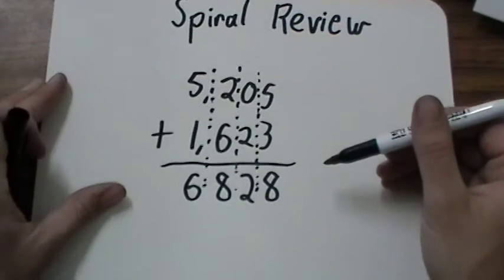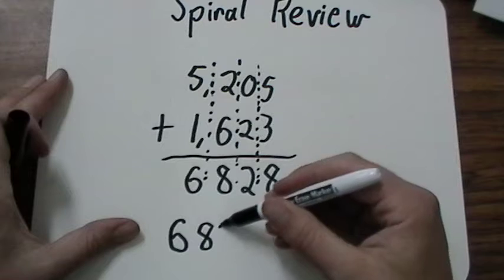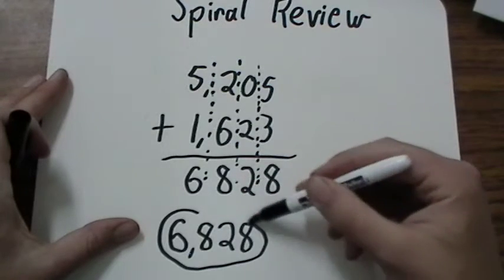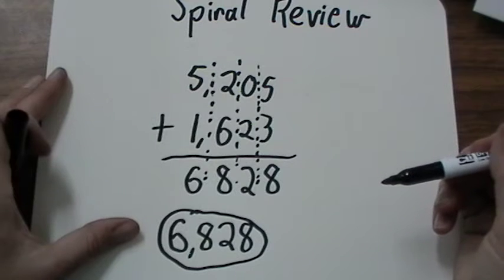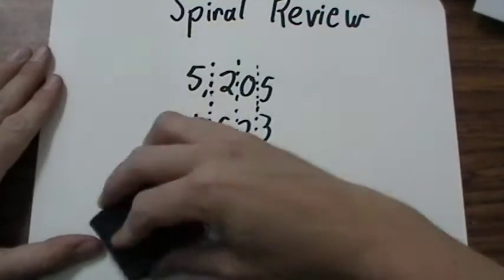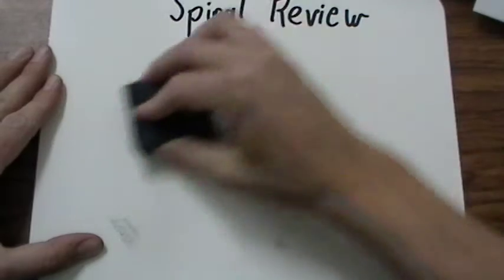So what did you get for your answer? Well, you got 6,828. And we usually put a comma in between the thousands place and the hundreds place to help us see the difference.